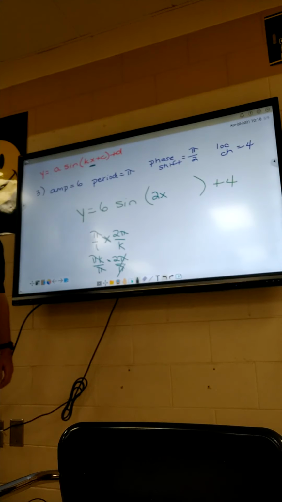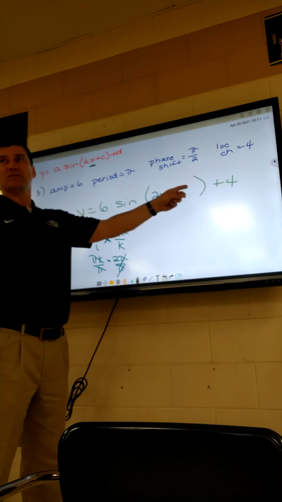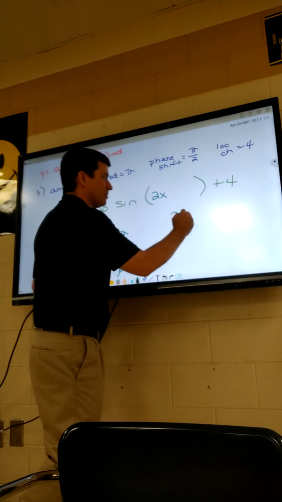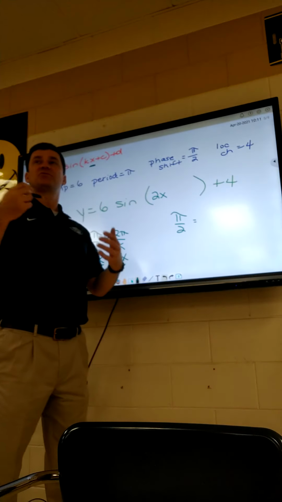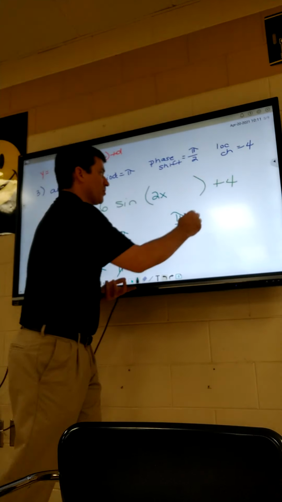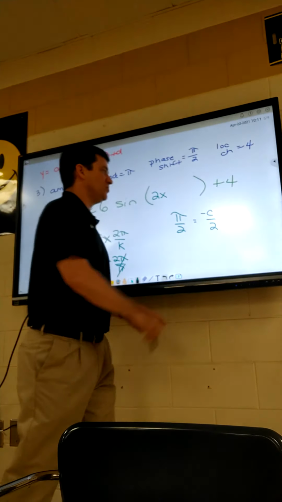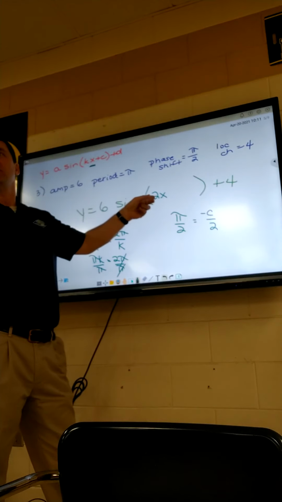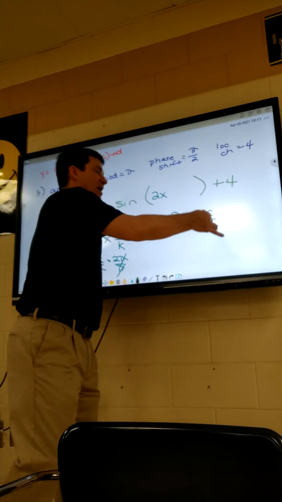Now, B-Rod, for the other number, I take what they have for phase shift, bring it down, and set it equal to the formula for phase shift, which is -c over k. So I'm going to put -c over 2. Why did I put that on the bottom? Because we already found out k equals 2. Y'all cross multiply and divide that.